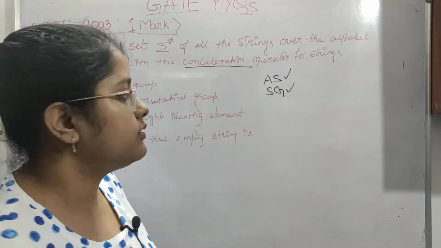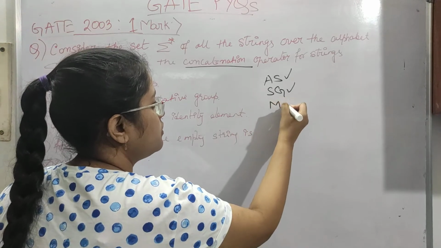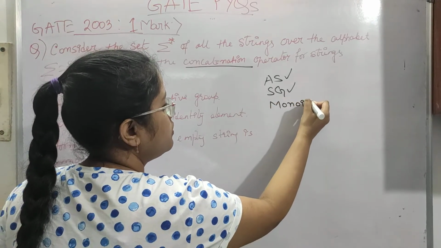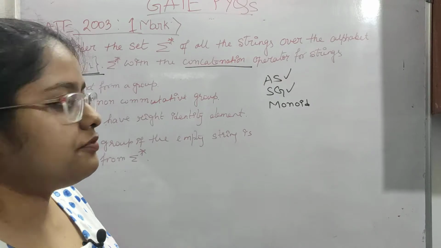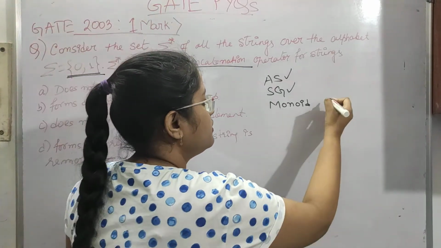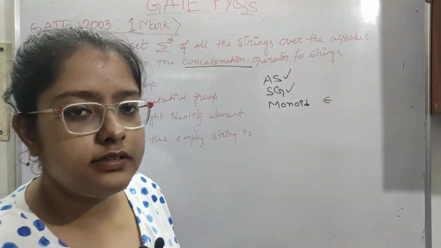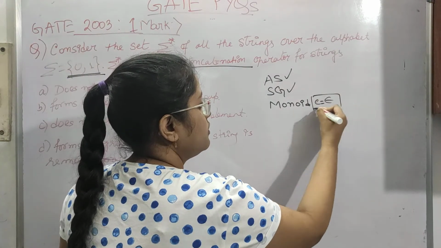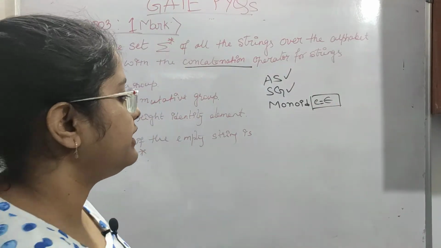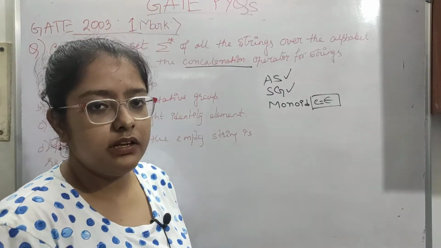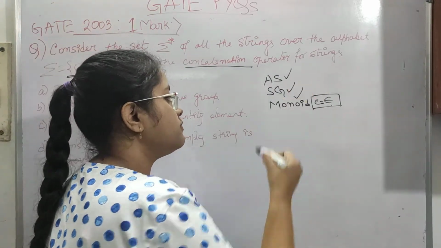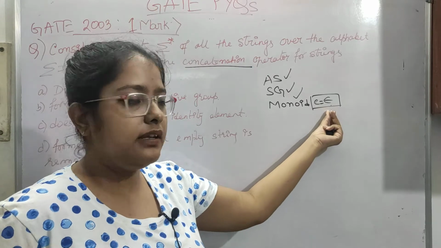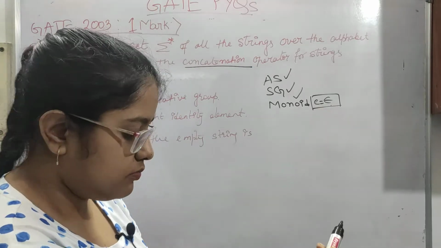So now next is monoid or not. In this case, epsilon is our E, the identity element. So the identity element can be epsilon. Okay, so hence it is a monoid. Here epsilon is our identity element, meaning null.